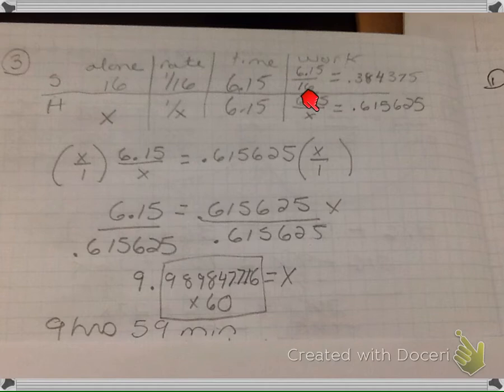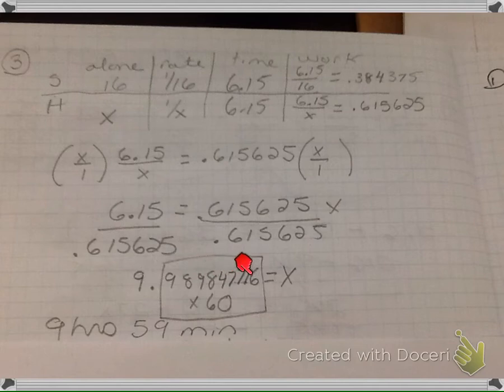All right, so now we're going to solve this equation right here. Same way we did last time. So we write out the equation. I wrote it out. And then again, to get rid of that x, I'm multiplying by x over 1. When I'm done, I end up with a new equation, and my new equation is 6.15 is equal to 0.615625x. Well, you're trying to get rid of what's in front of the x, so divide on both sides by that.